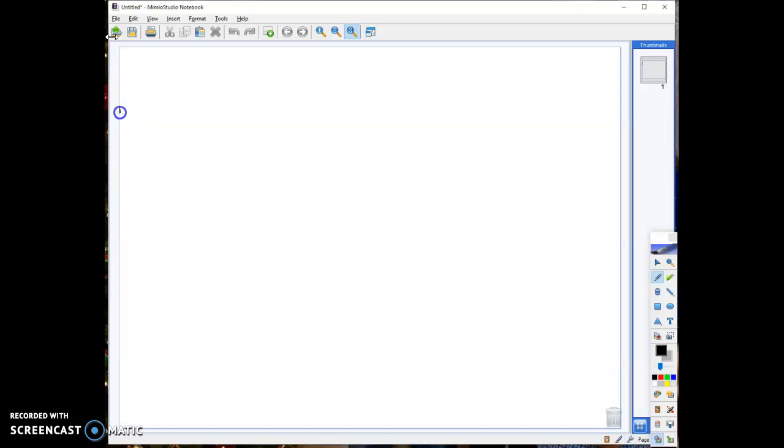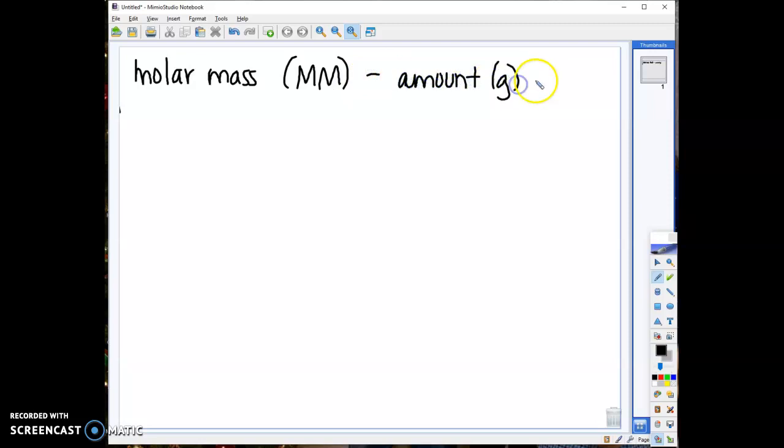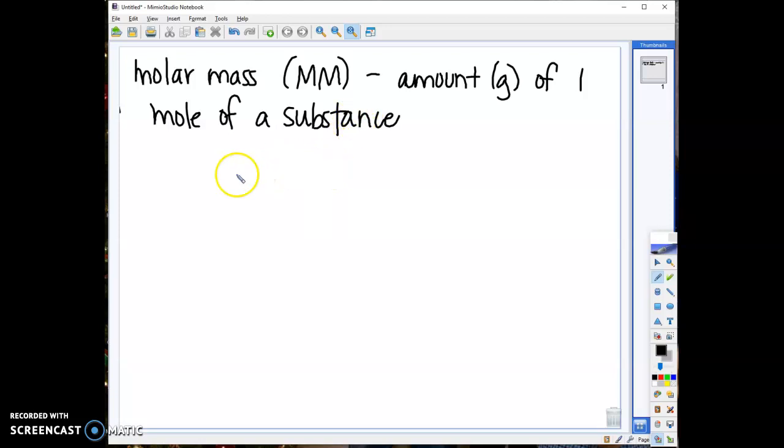So the molar mass, and sometimes you'll see this abbreviated as big M, is the amount in grams of 1 mole of a substance. And when we say a substance, we're talking here about atoms or molecules or compounds. So it's the amount in grams of 1 mole of a substance. And we get the molar mass from the periodic table.